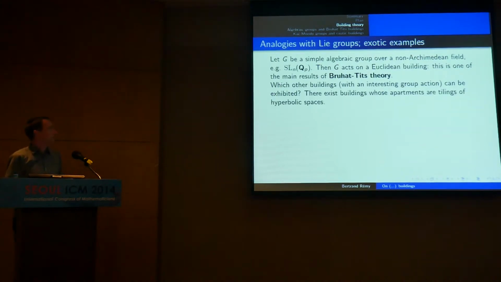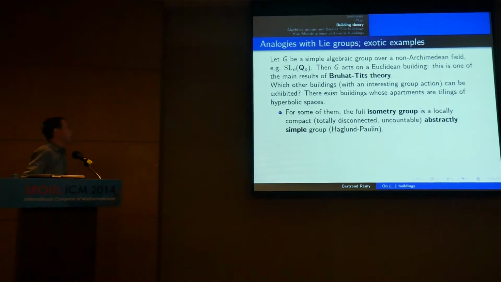Okay, so these buildings do exist. Typically, in the early 90s, people were interested in buildings in which apartments were tilings of real hyperbolic spaces. And to support the analogy with simple Lie groups, some buildings were cooked up in such a way that the full automorphism group of the structure was a huge, totally disconnected, countable, abstractly simple group.